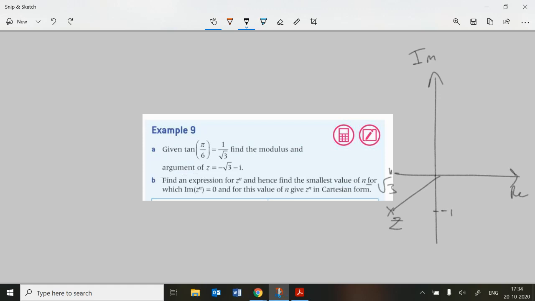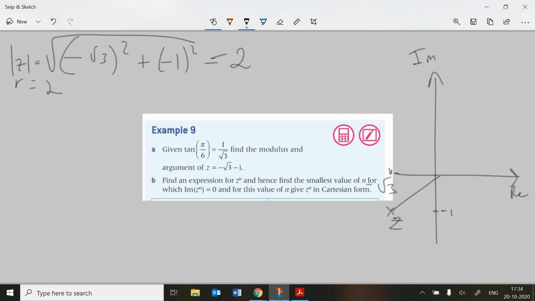Now we need to find the modulus and the argument. The modulus of this is simply going to be using Pythagoras. So that's minus root 3 squared plus -1 squared, all square rooted. So that's the modulus of Z, or the size of Z. That's also equal to R, of course. And so that's giving us square root of 4, which is equal to 2. So R is equal to 2. And the argument of this is going to be this angle here, or potentially negative this angle here.